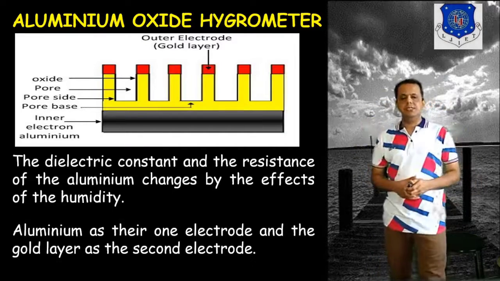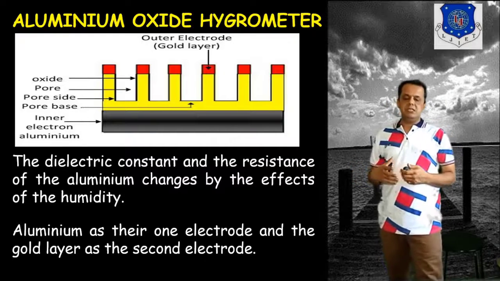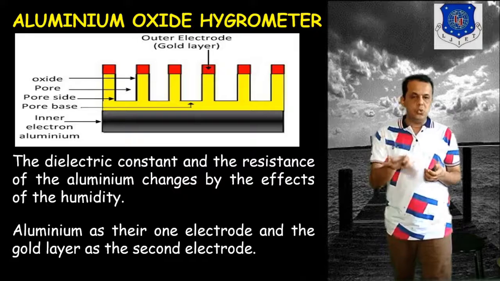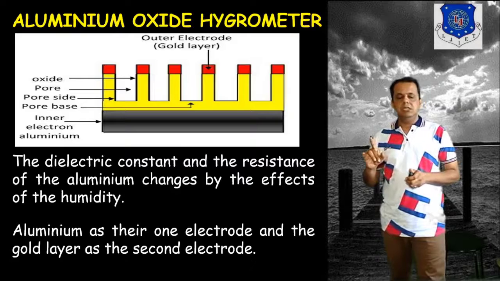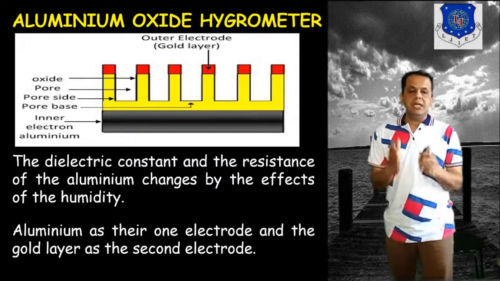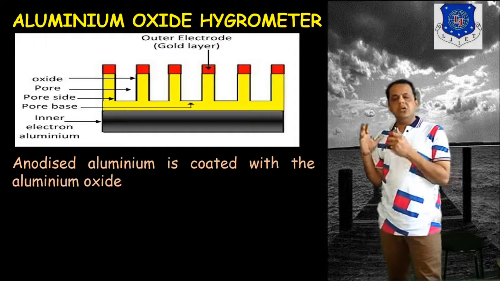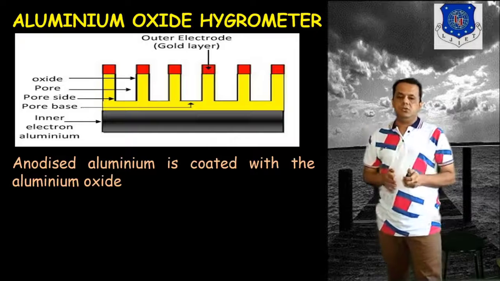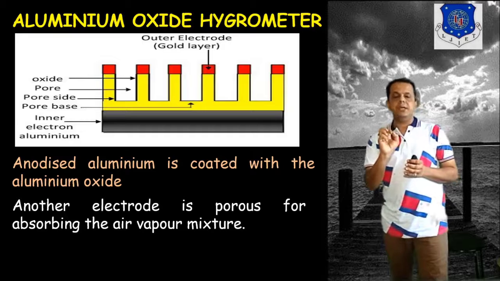It is a very easy construction to understand. By chemistry, aluminium is affected by humidity, and the dielectric constant and resistance both will change for the aluminium. So aluminium is there as one electrode, and the gold layer will be utilized as another electrode. That anodized aluminium is coated with aluminium oxide, which we will be using as one electrode, and the other electrode is porous for absorbing the air vapor mixture.